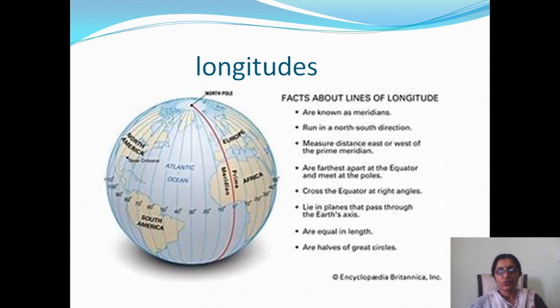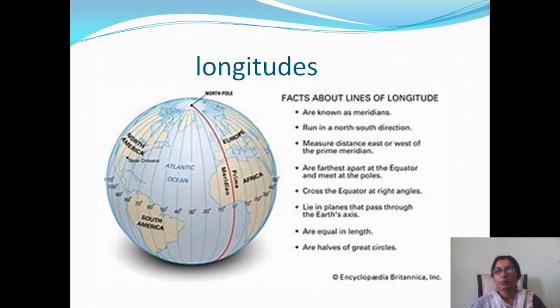Now, longitudes. Let me tell one thing about latitude. They help in determining the climate of a place. As latitudes divide Earth horizontally in two parts, similarly, longitudes divide Earth vertically.